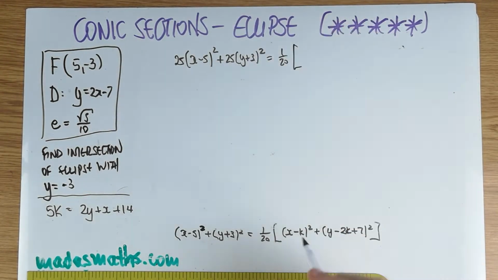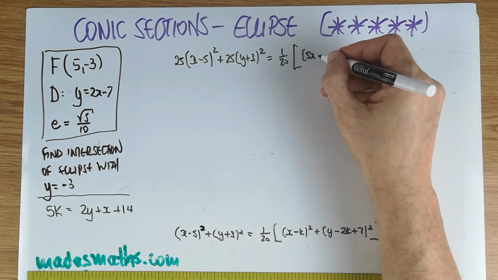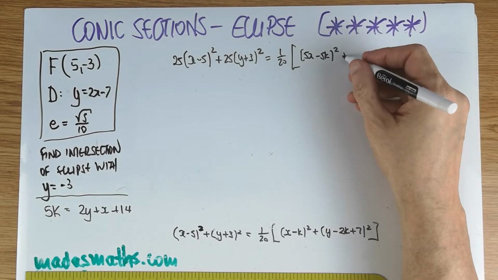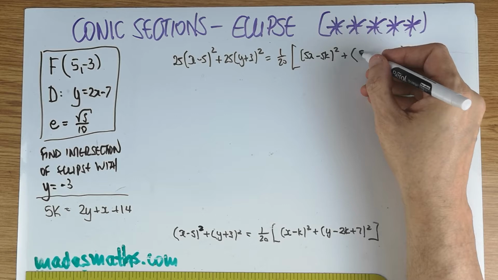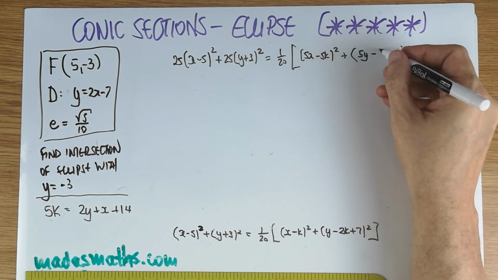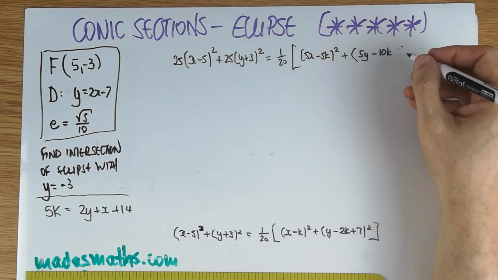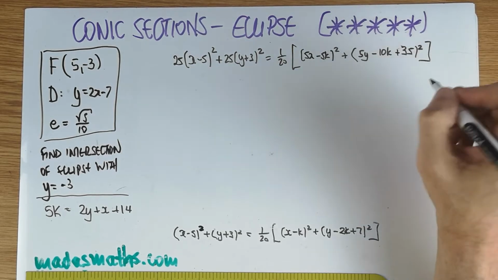Now, when the 25 goes inside the bracket which is squared, it needs to go 5 there and 5 there, and that's the 5 squared and the 5 squared there. So this is the whole point of doing this. So I'm going to have (5x minus 5k) all squared, plus the same thing, of course, since we go to the other bracket, distribute. So we're going to have a 5y. Now it's going to be a minus 10k, because there was already a minus 2 there. And the 5 will go plus 35 there, all squared, close bracket.